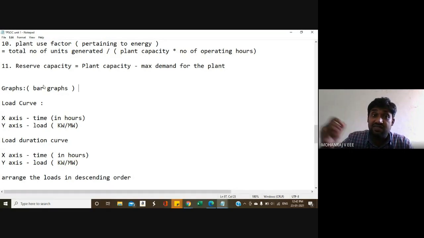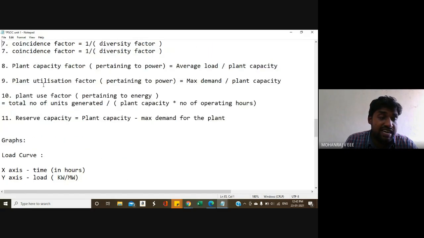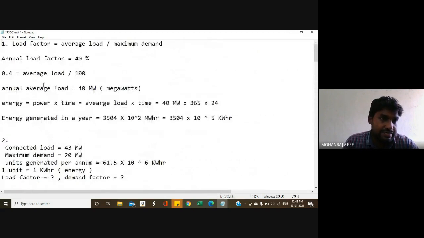Thereby you can find the area covered. If you find the area under the load curve or load duration curve, what will it give? We can easily find out the energy generated for that particular time period. Okay, so these are the important terms and curves pertaining to our introduction.